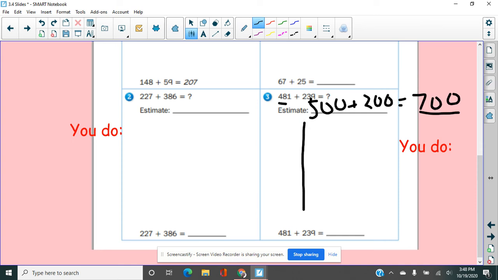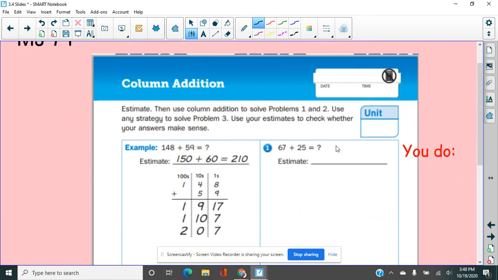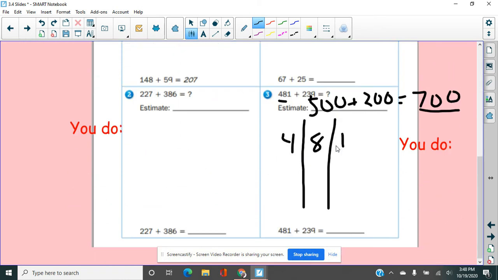So here we go. I'm going to have 481. You can write this down. Oh, I never had you turn in your math journal. You're hopefully there already. If you're not there, turn to page 71 and get caught up. All right, so 481 plus 239.